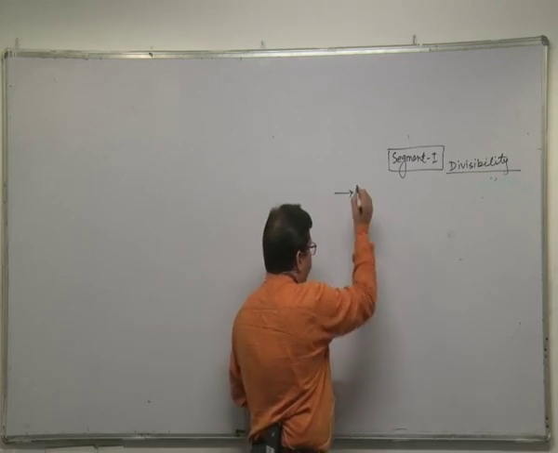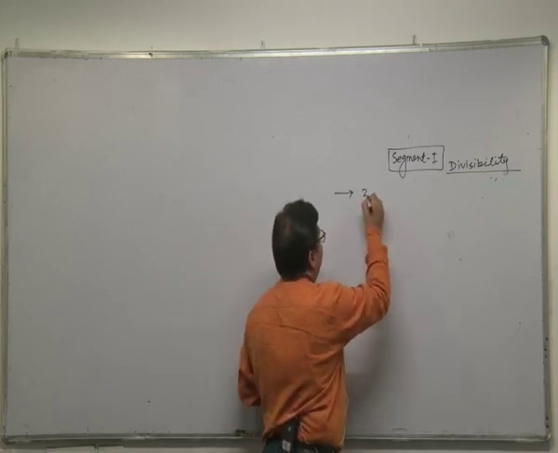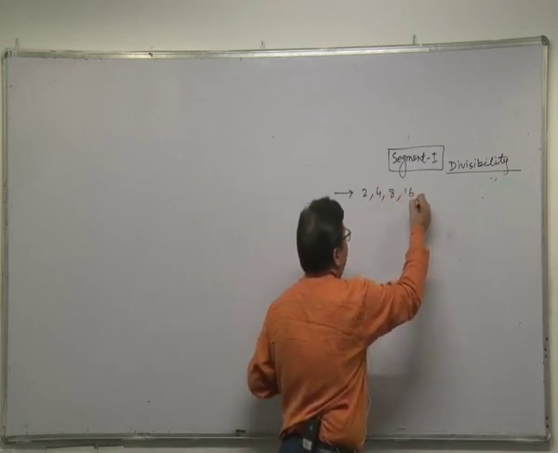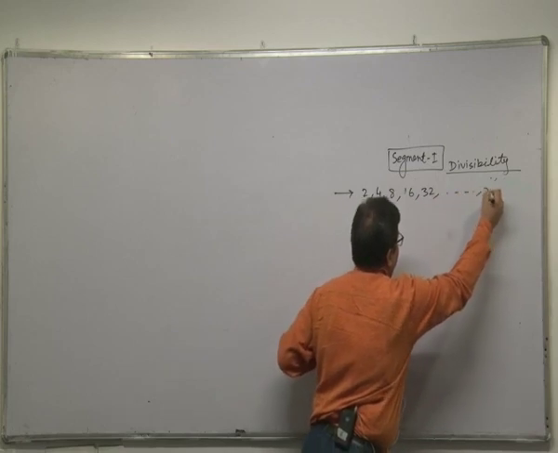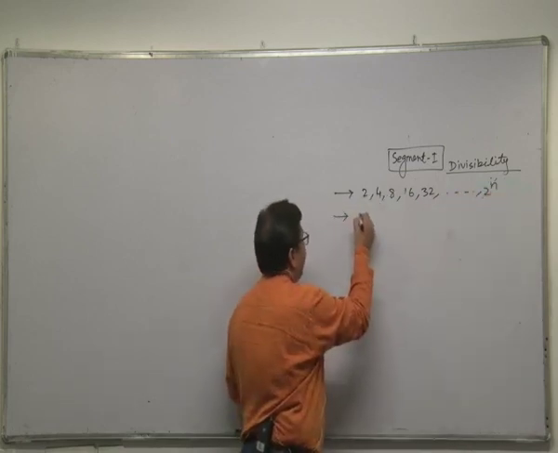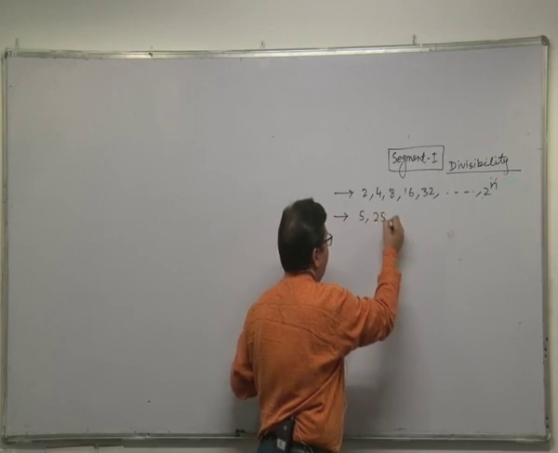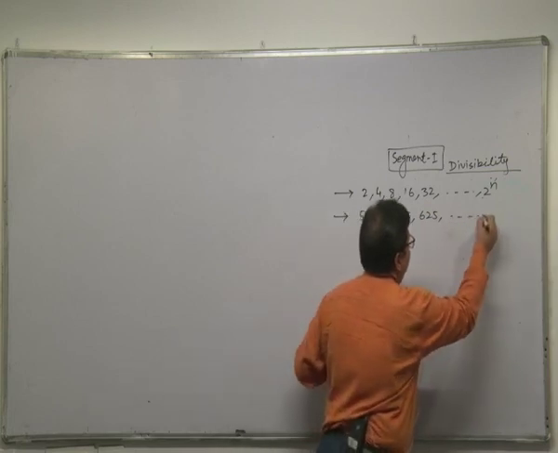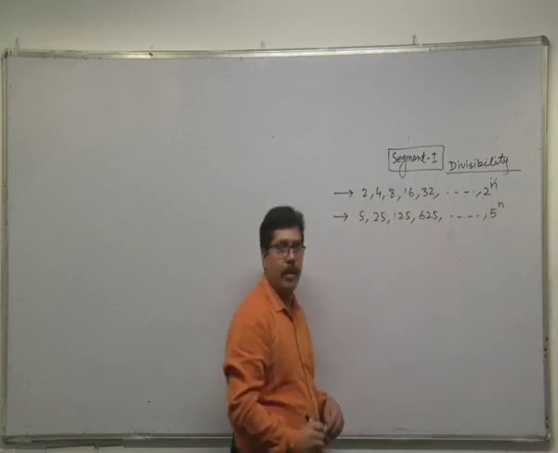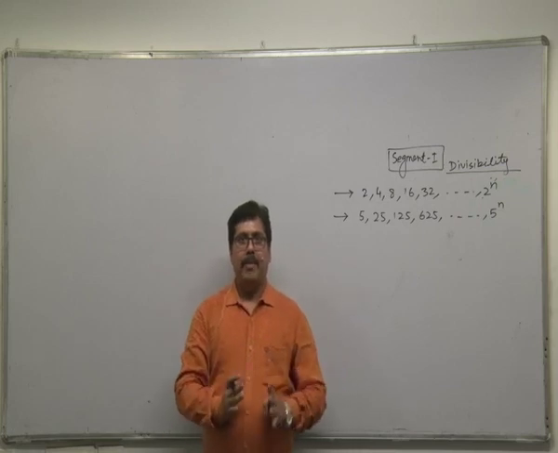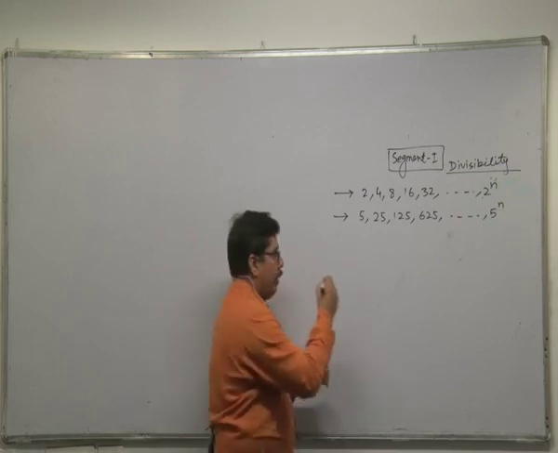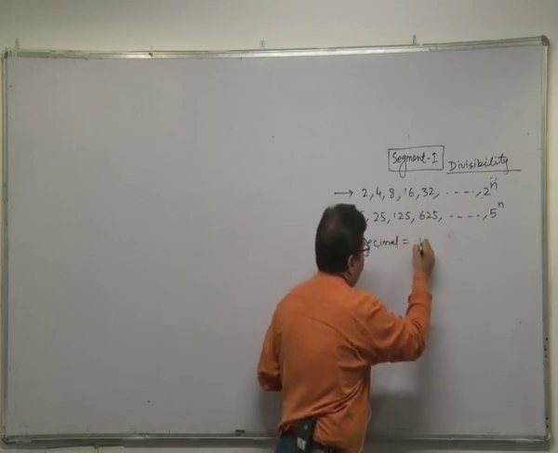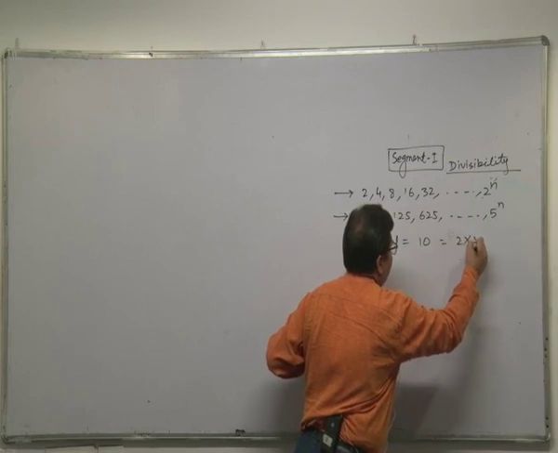So, my first point is divisibility of a number by 2, 4, 8, 16, 32, and 2 raised to the power n. And the second one is 5, 25, 125, 625, and 5 raised to the power n. So 2 raised to the power n and 5 raised to the power n. Since our system is decimal, 10 is 2 into 5.